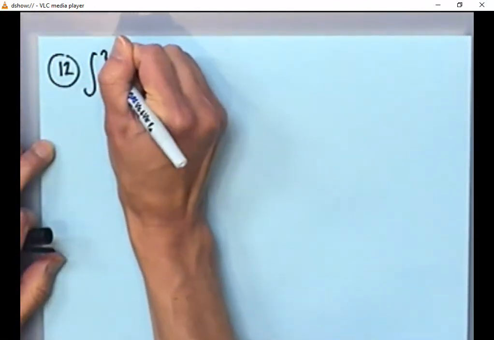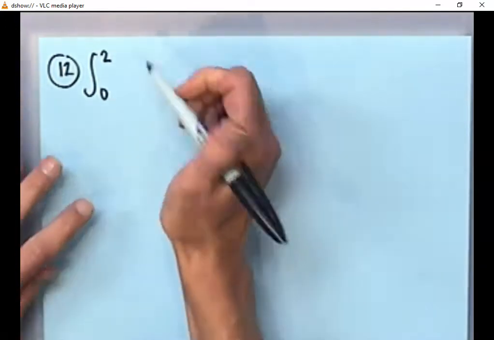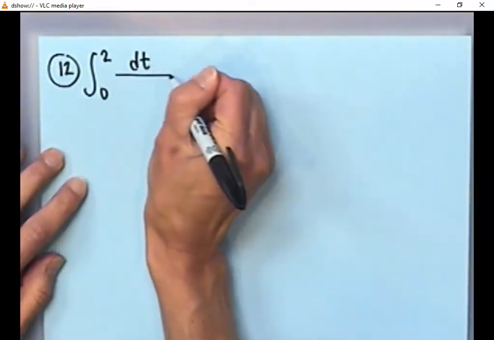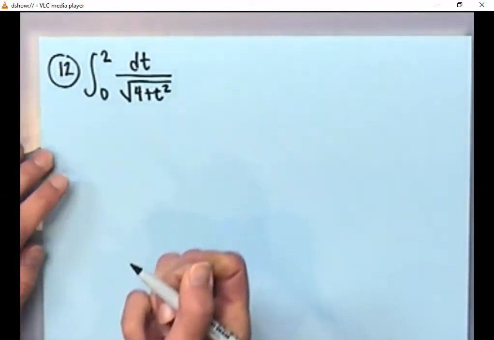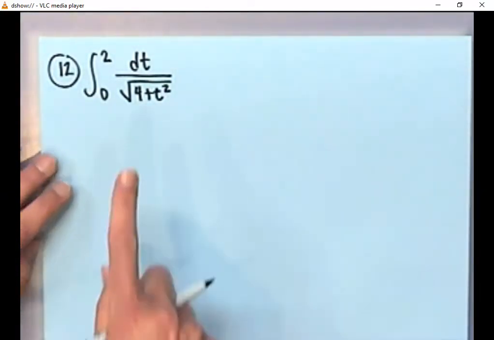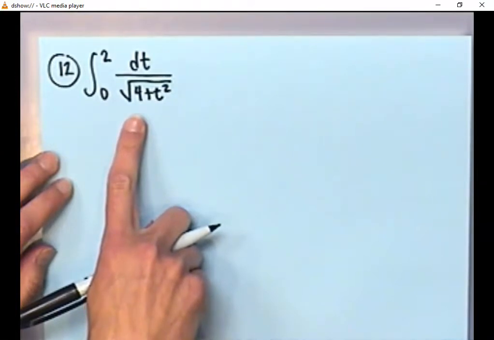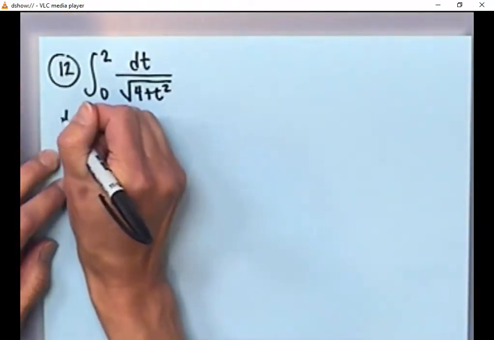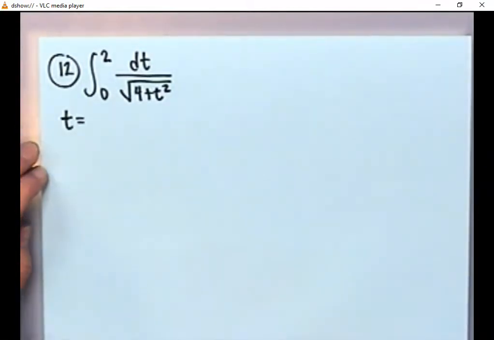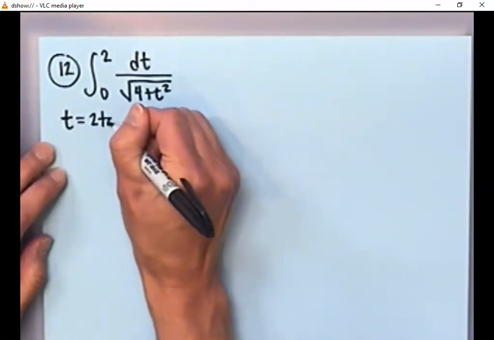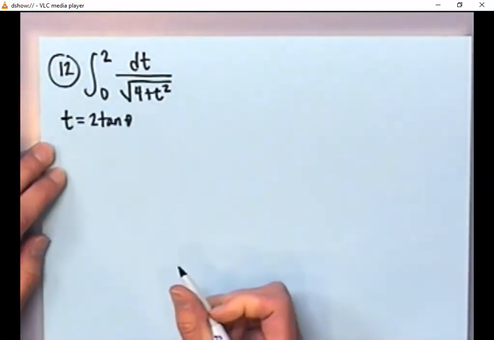So this is the integral from 0 to 2 dt over square root of 4 plus t squared. Okay, that's the one, right? Nathan, does that look right? Okay, so we got to do a trig substitution. What'd you let t be in this one? 2 tangent theta would be the best option here. Yeah, definitely in the one where you want tangent.